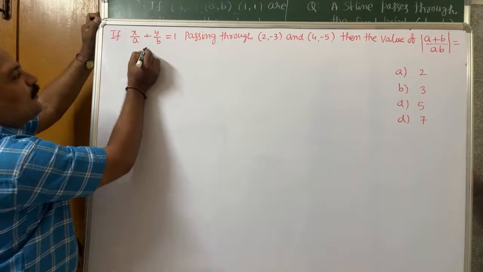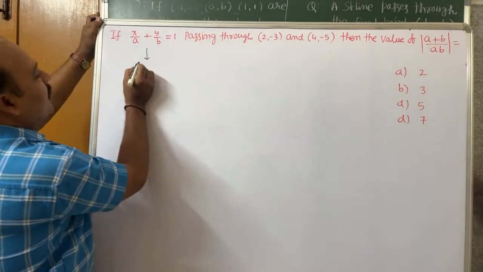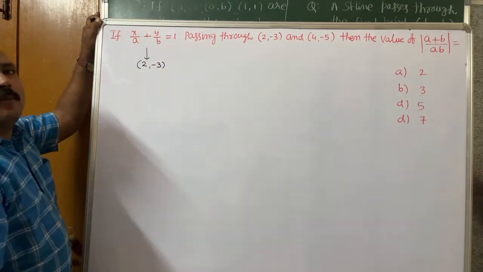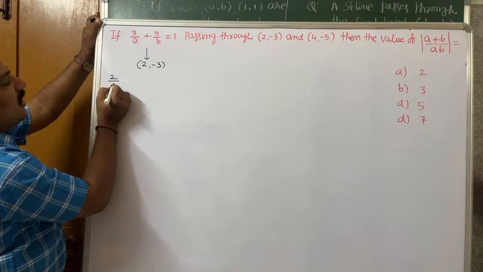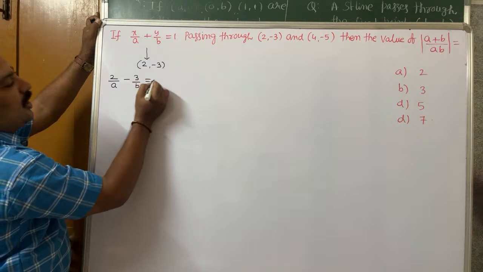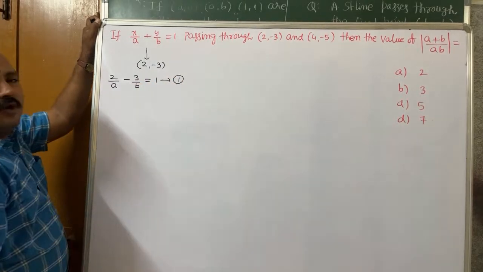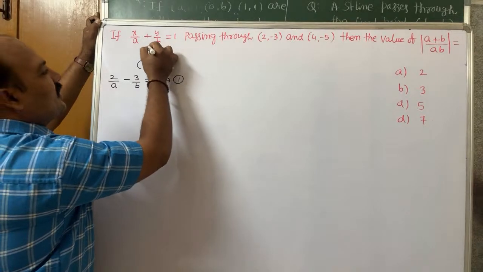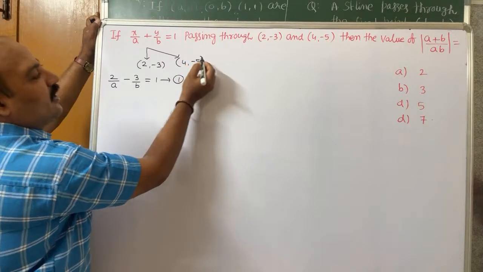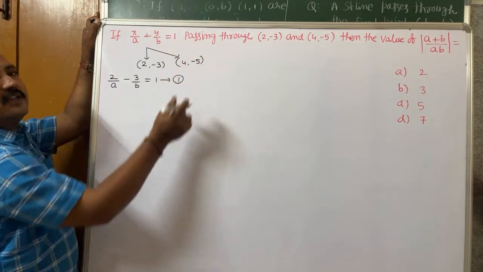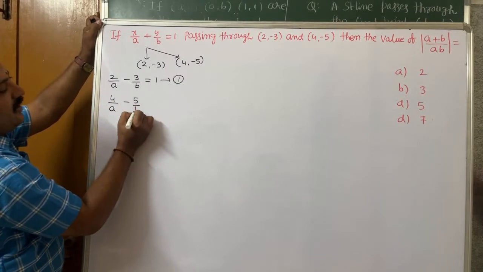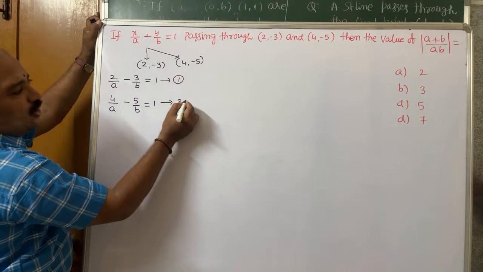This equation is passing through the first point, dear students, (2, minus 3). In place of x and y, replace with 2 and minus 3. So 2 by a, in place of y minus 3, minus 3 by b equal to 1. Call that equation number 1. Next, again this equation is passing through which point? (4, minus 5). In place of x 4, in place of y minus 5. So 4 by a minus 5 by b is equal to 1.